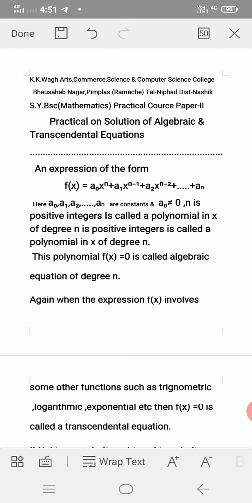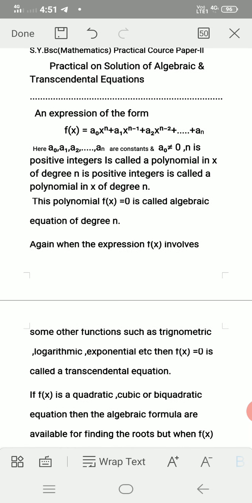An expression of the form f of x is equal to a0 x raised to n plus a1 x raised to n minus 1 plus a2 x raised to n minus 2 plus and so on plus an. Here a0, a1, a2, an are constants and a0 not equal to 0. n is a positive integer. This is called a polynomial in x of degree n. The given polynomial f of x is equal to 0 is called an algebraic equation of degree n.